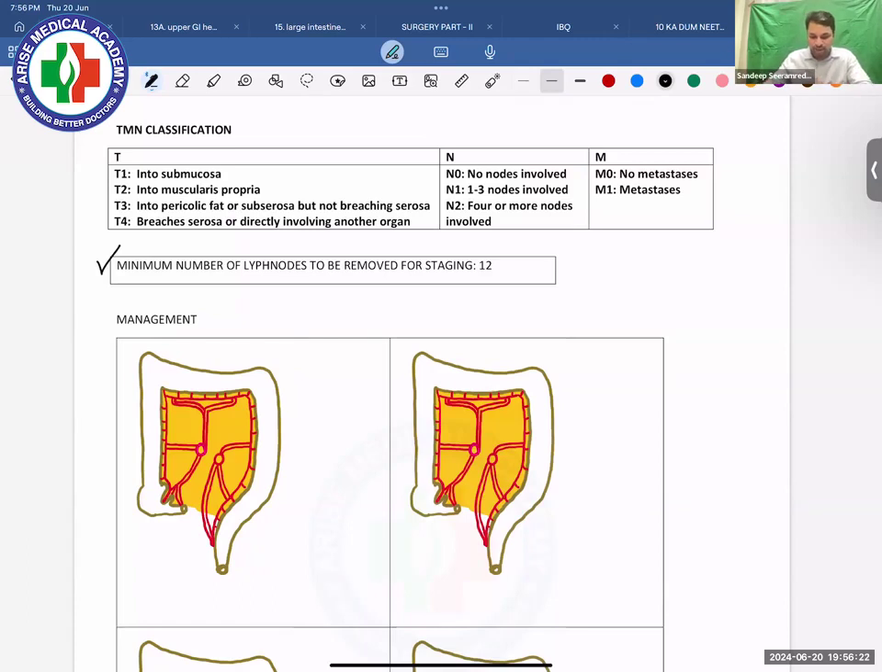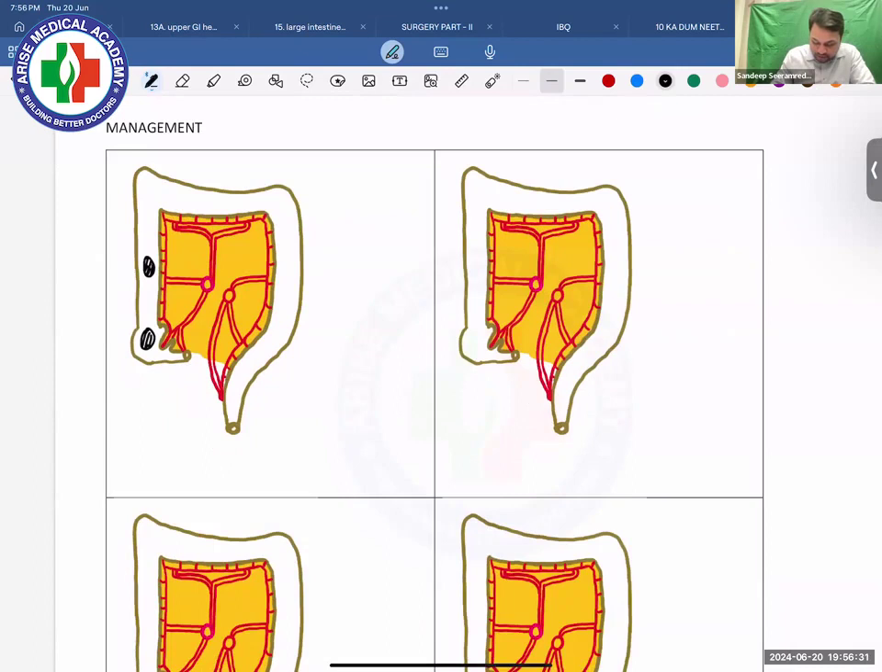Now, based upon the location, if there is a cecal malignancy or an ascending colon, then you have to go with right radical hemicolectomy. If the lesion is on the hepatic flexure or on the transverse colon, then you have to go ahead with, sorry, this is right radical hemicolectomy. This is the right side, this is the left side.